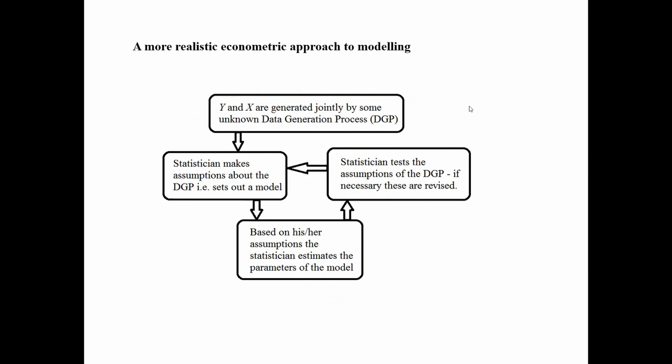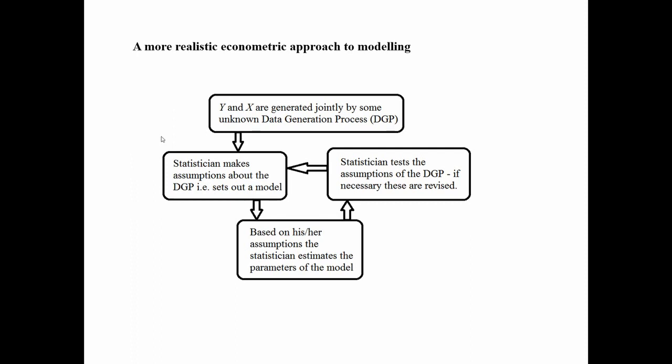A more realistic way of thinking about econometric modelling is that y and x are generated by some unknown data generation process. So we observe values of y and x, but we have no control over them. So what we're interested in doing is investigating that data generation process using the data. We start off by making a set of assumptions about the data generation process. In other words, we set out a model. And then based on that model, we estimate the parameters.